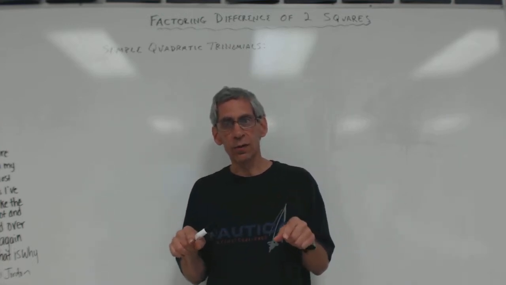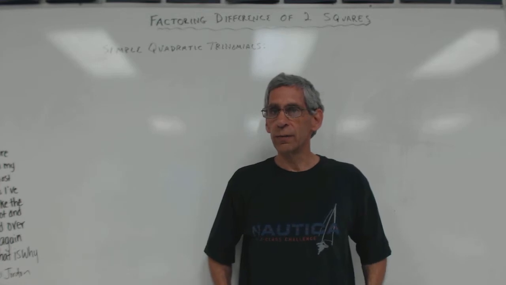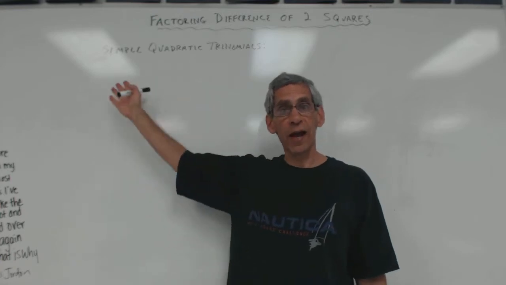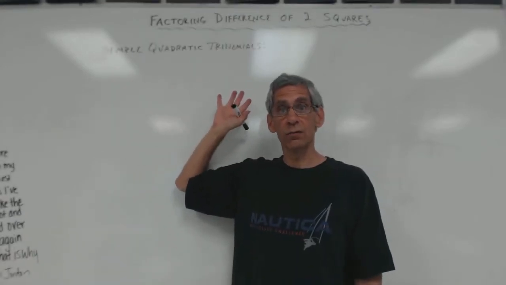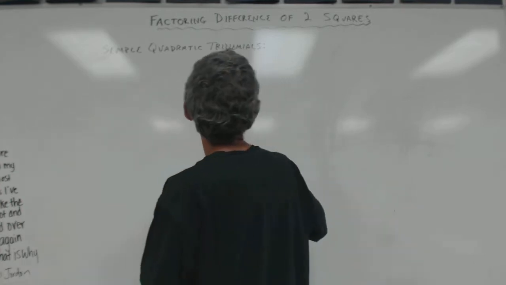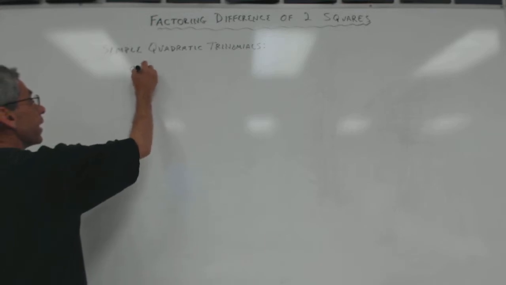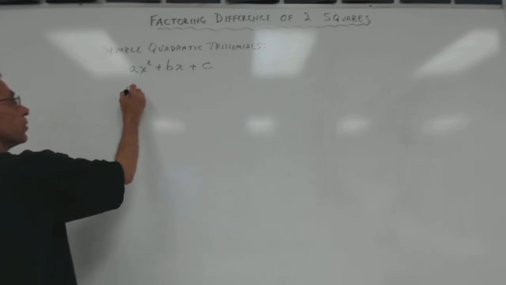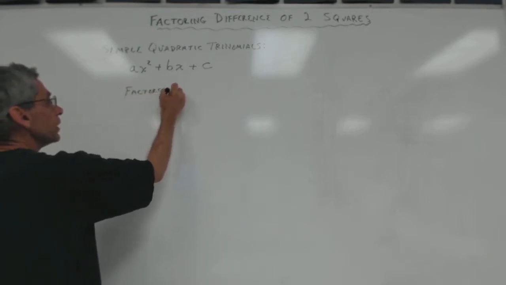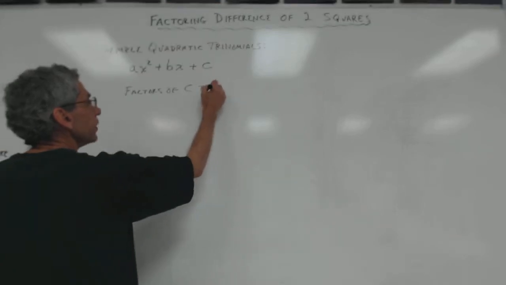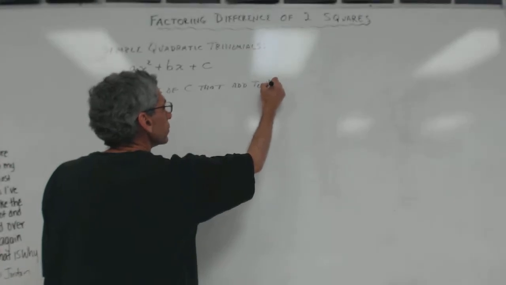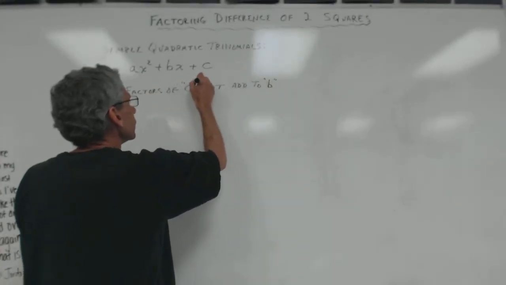But for now, I'm only teaching you the tools, because you can't do the word problems until you know the tools. So you have to know how to factor simple quadratic trinomials, which you now do, right? What are you looking for when you're trying to factor simple quadratic trinomials? That would be something like ax squared plus bx plus c. So I'm looking for factors. You would find the factors of c that add to b, right? Everybody gets that?